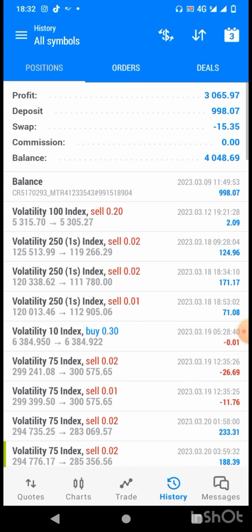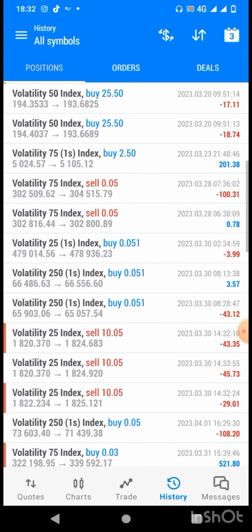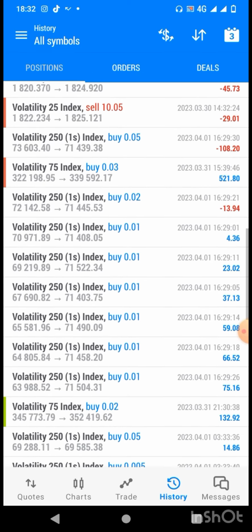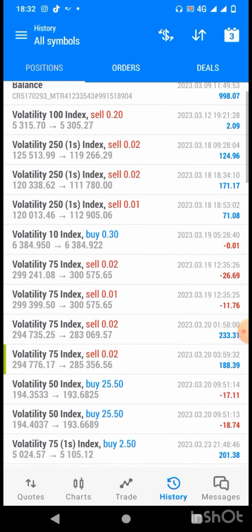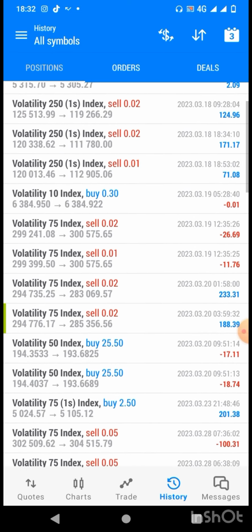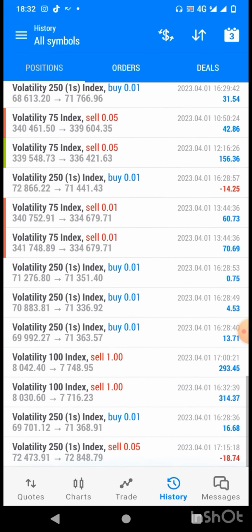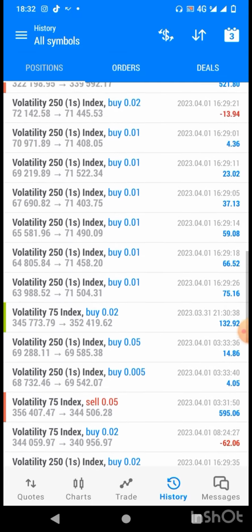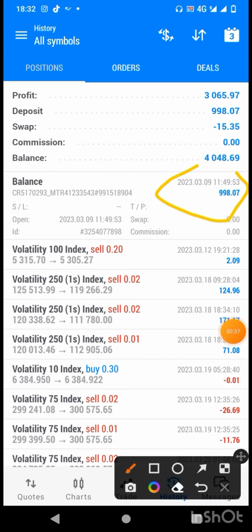Looking at this now, you see that I had a deposit of $999. Using the indicator on my price action strategy, I've been able to flip this account from $1,000 to about a $3,000 profit, a total of $4,000 on this account. This strategy is very powerful, guys. It can flip your account in a matter of weeks.